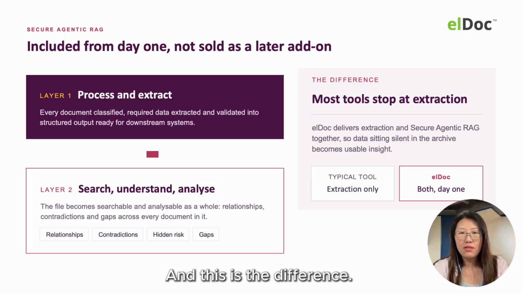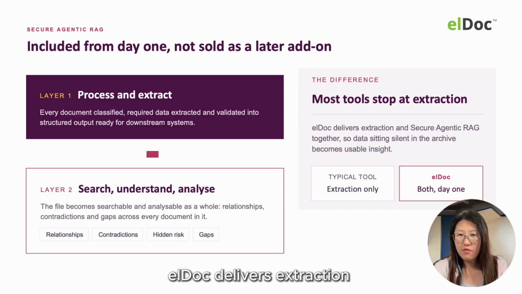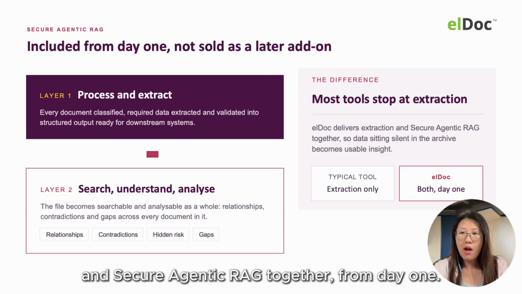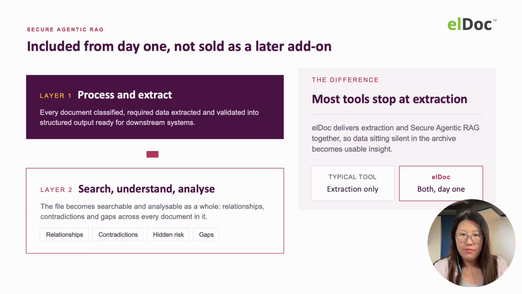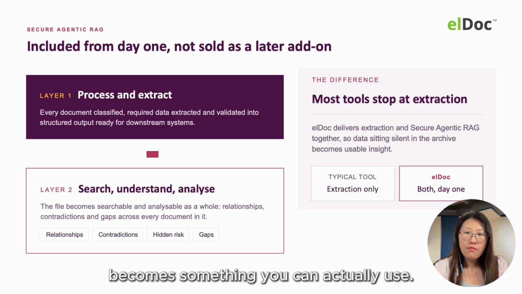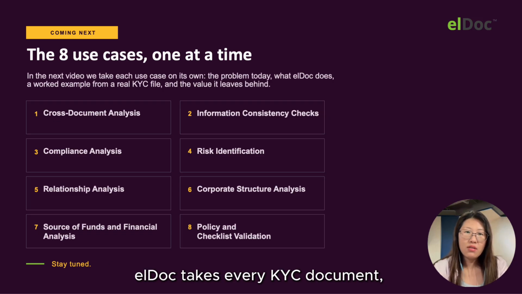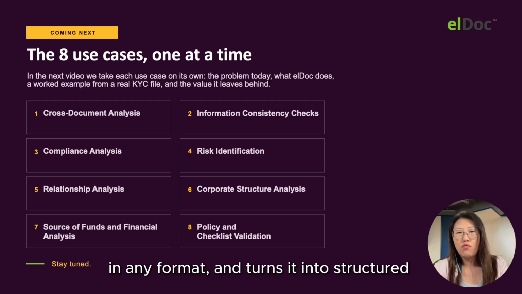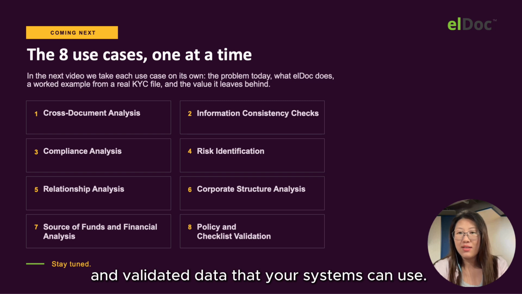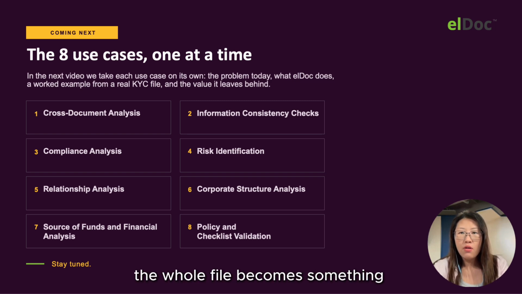And this is the difference. Those tools stop at extraction. You get the data, but the thinking is still yours to do. elDoc delivers extraction and Secure Agentic RAG together from day one. So the data that has been sitting silent in your archive becomes something you can actually use. So in short, elDoc takes every KYC document in any format and turns it into structured and validated data that your system can use. And with Secure Agentic RAG, the whole file becomes something you can search, analyze, and question.